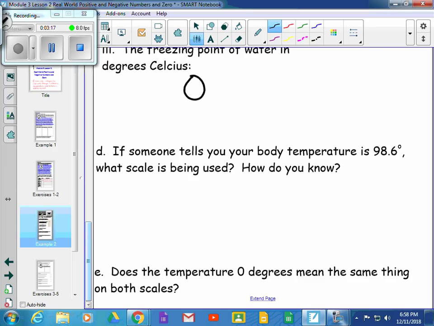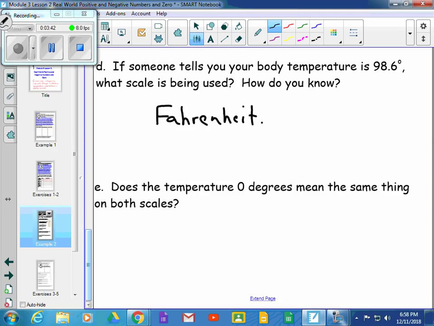Letter D, if someone tells you your body temperature is 98.6 degrees, what scale is being used and how do you know? That's the Fahrenheit scale. If you notice, 98.6 degrees is really, really close to 100. Our body temperature is not the same as boiling water. So we're using a different scale. We're using the Fahrenheit scale.